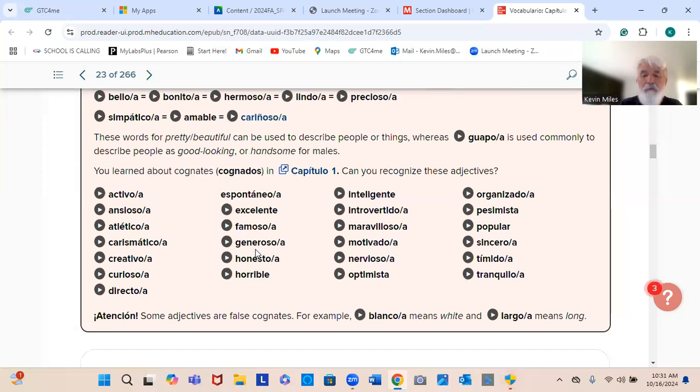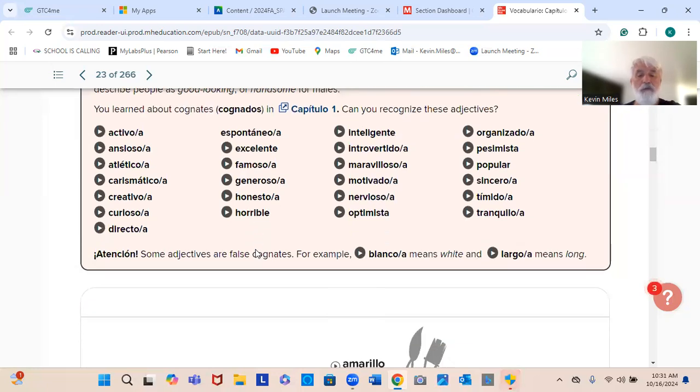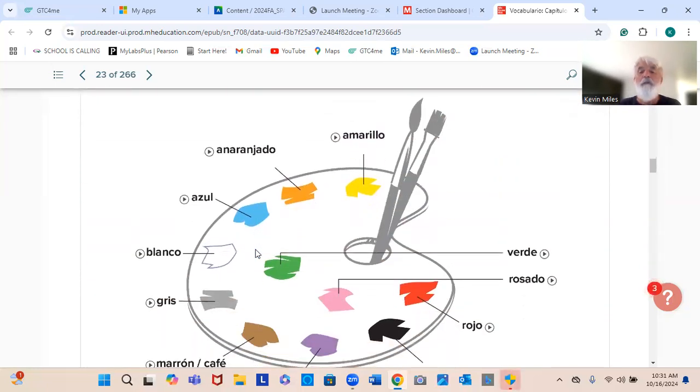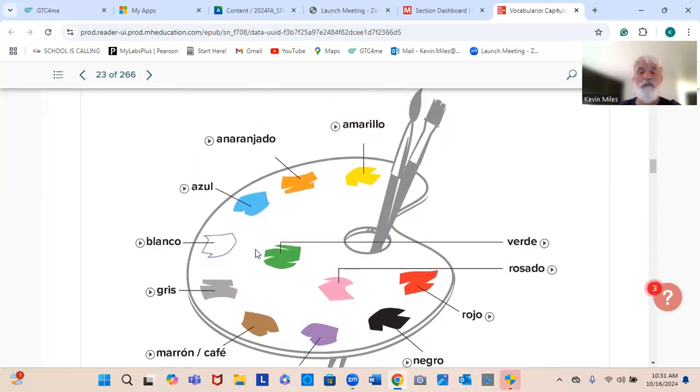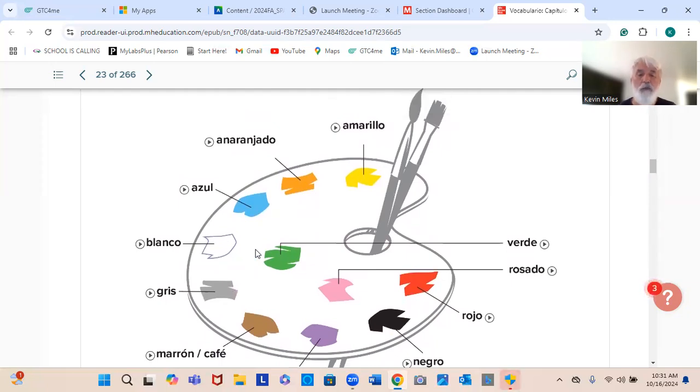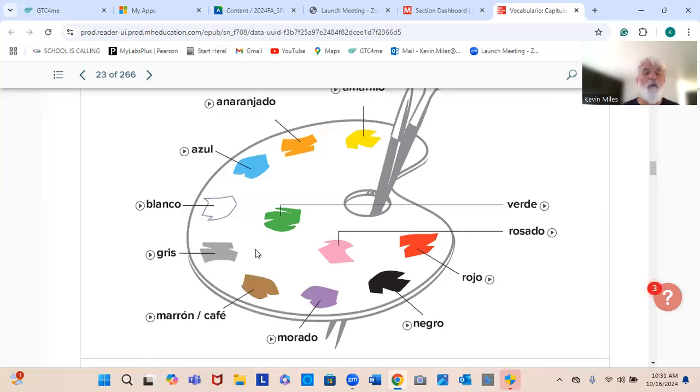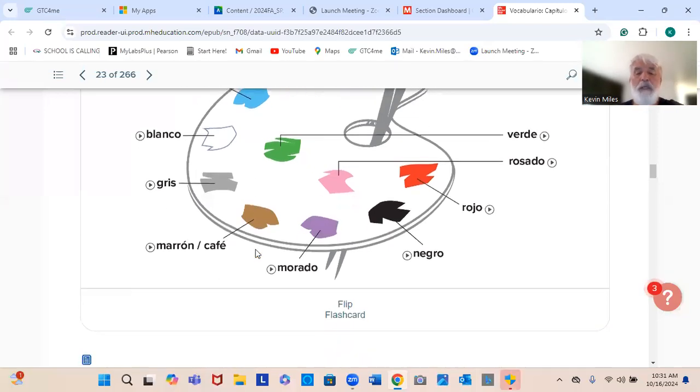You don't have to know everything here, but be familiar with some of these adjectives so you can talk about yourself and or others. The colors are adjectives as well, okay? And so they give us the colors here. Please go through these. Amarillo, yellow, anaranjado, orange, azul, blue, blanco, white, gris, gray, café for brown, morado, purple, negro, black, rojo. There's that J is pronounced like an H, red, and rosado, pink.